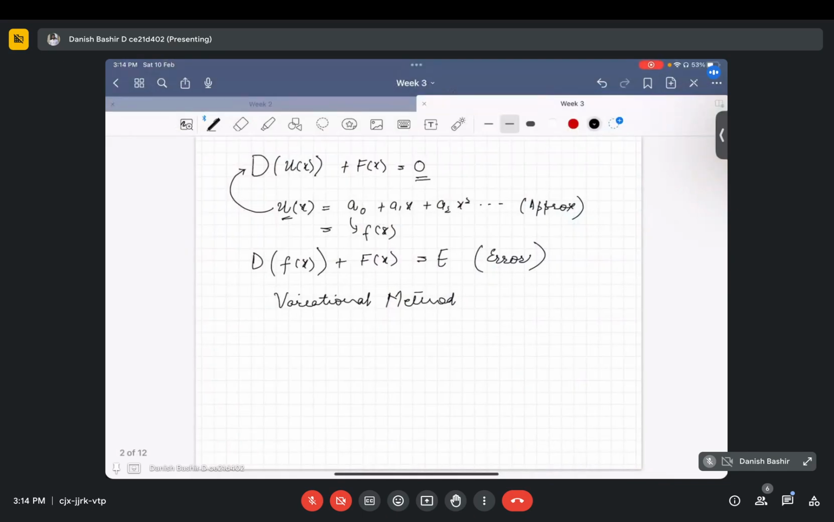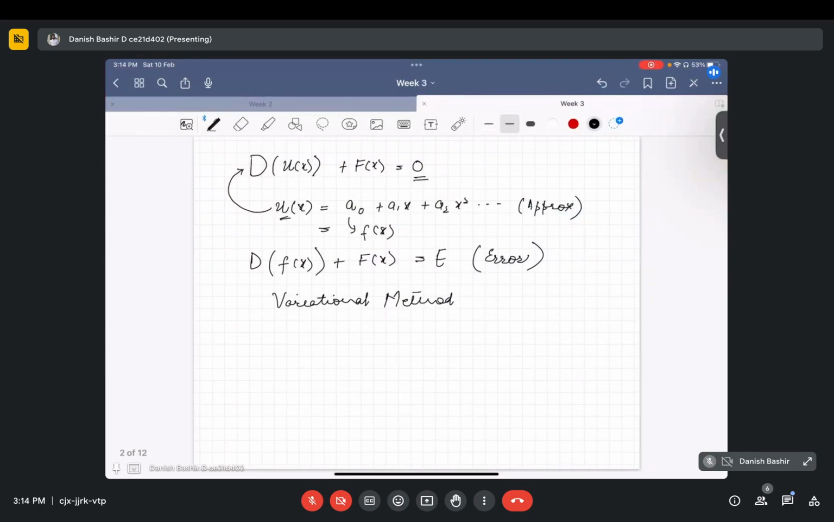So today is the variational method. This method is also known as the Rayleigh-Ritz method.